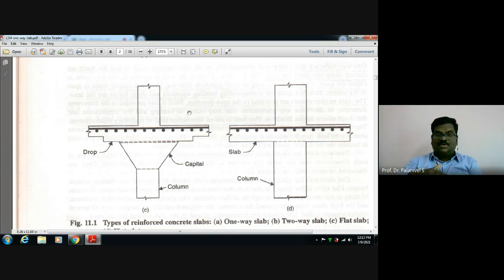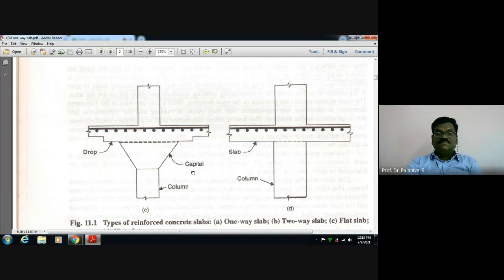In a conventional structure, the slab is resting on beams. The beam only transfers the load to the column. But in flat slabs, the slab straight away rests on the column. There will not be any beam. In the flat slab, you have, near the column, a drop panel like this and a capital in the column.